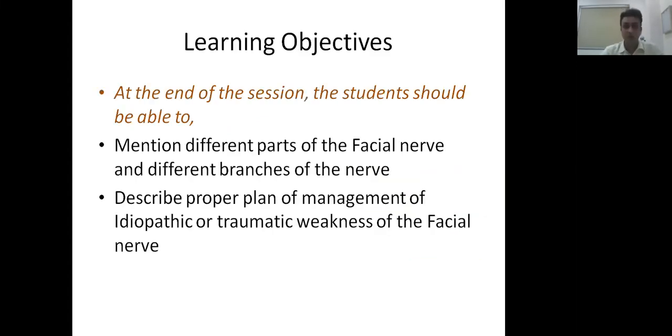So the learning objectives for this session are that at the end of this session, we want all the students to at least be able to mention the different parts of the nerve and different branches of the nerve, and also describe a proper plan of management for idiopathic or traumatic weakness of the facial nerve. The idiopathic facial nerve palsy that we commonly know as Bell's palsy.